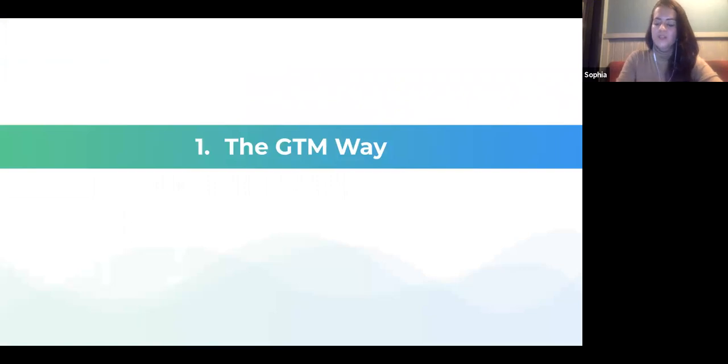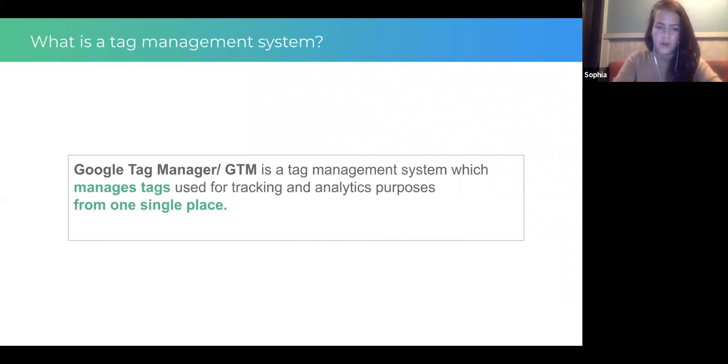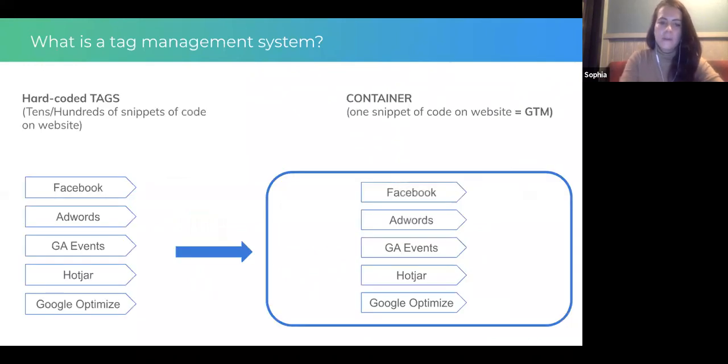Good, so why GTM? Because GTM has not been on the market for the last 10 years, it's only for the last few years. And what GTM actually is, it's a tag management system which manages tags used for tracking analytics purposes from one single place. So what does that mean? We know that when we have to implement heat maps, A/B testing tools, pixels, events, goals in Google Analytics, and all these things, you have to connect them in a way with your website.